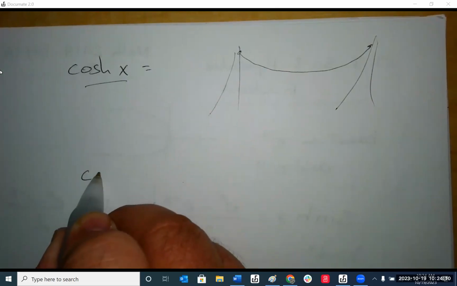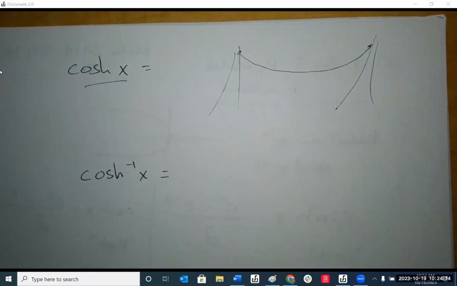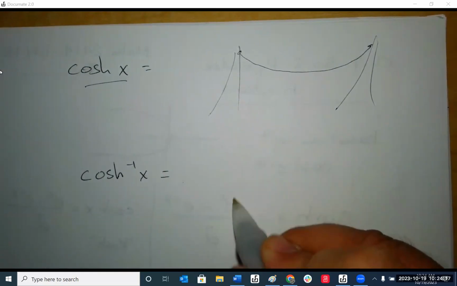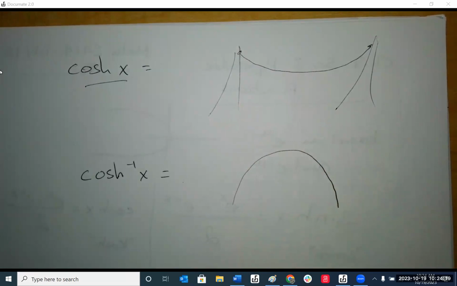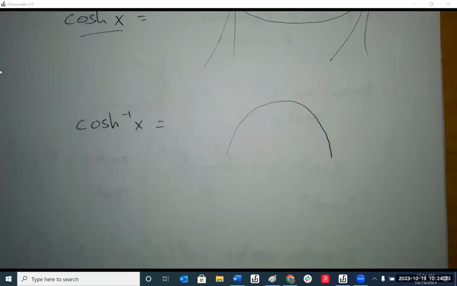The inverse of it is going to define an arch, or an upside down U.